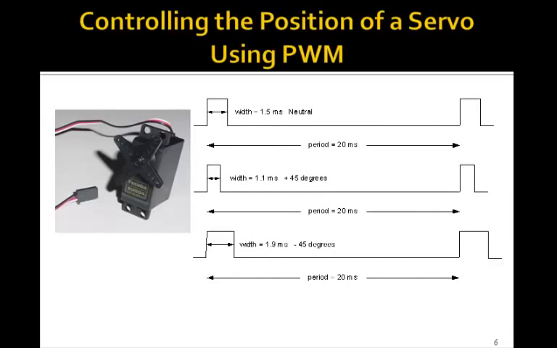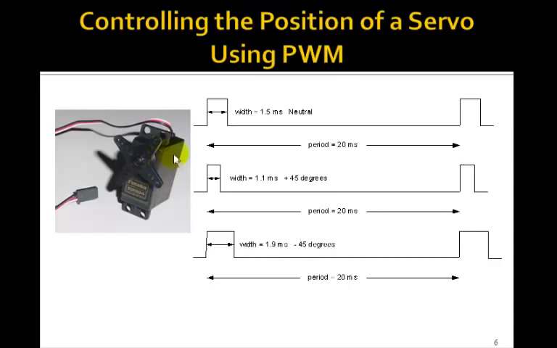This shows how to control the position of a servo using a PWM. Here's a picture of a servo. There's a cable coming out. It has 3 wires. The white wire would be the PWM signal, and the red and black would be the power and ground. Now, the period of this PWM signal needs to be exactly 20 milliseconds, and then the position of this servo moves back and forth, say plus or minus 45 degrees.